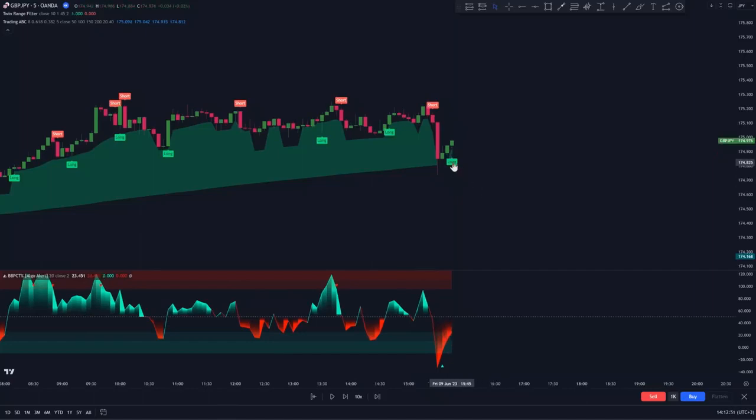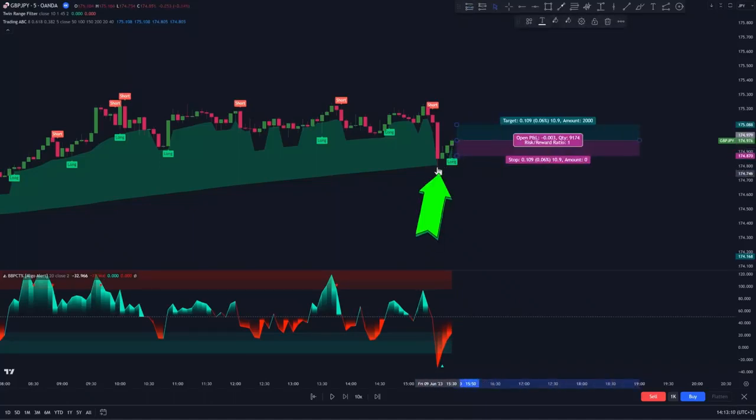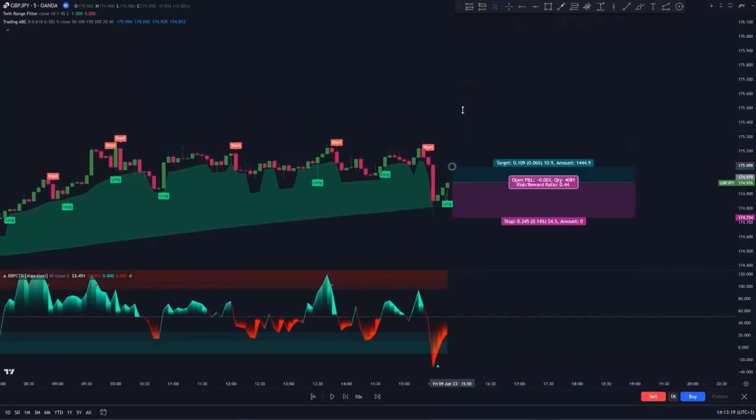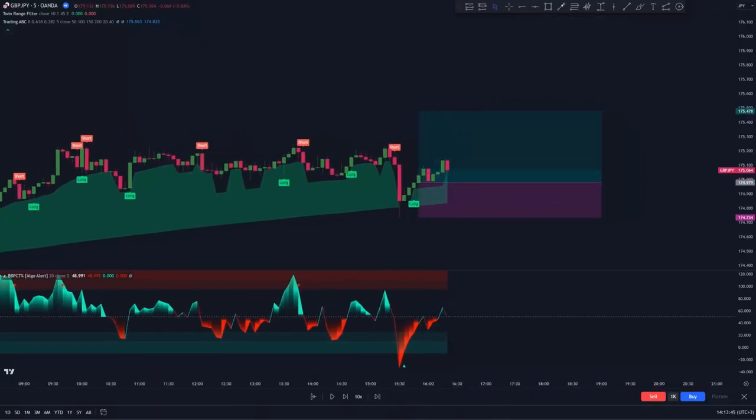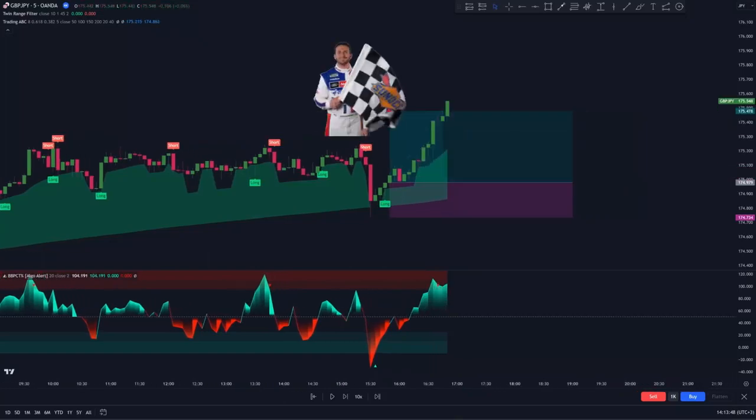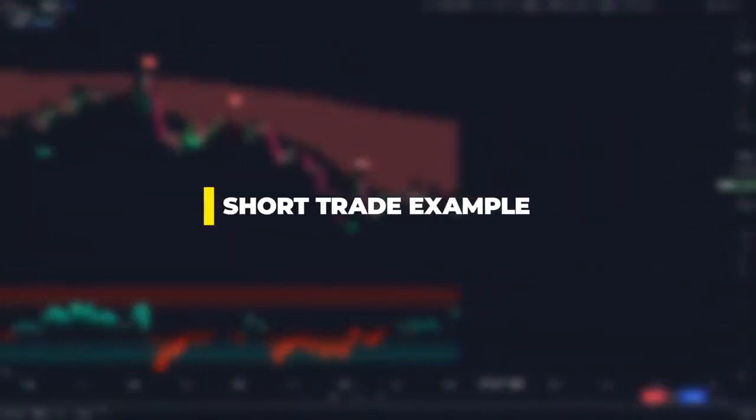All our entry conditions are met on this candle, so we're going to enter a long trade here. The stop loss is going to be set below the most recent swing low, and for the take profit, we're going to set it at 2 times the risk. We let this trade run and take profit.